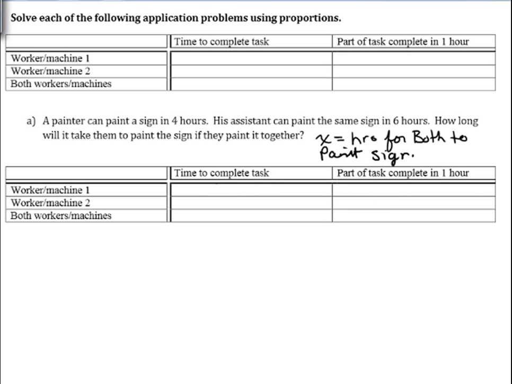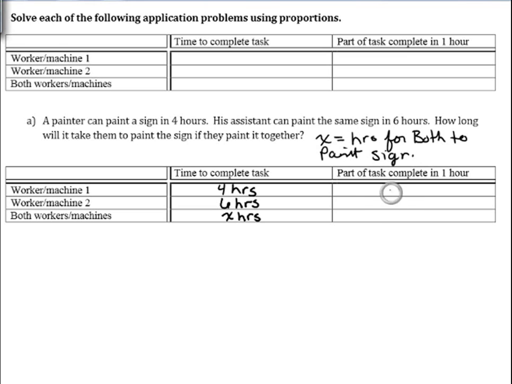The first painter could paint the sign in 4 hours, so the first block that we have to fill in is 4 hours. The second painter can paint the same sign in 6 hours, and then X is how long it's going to take both of them to paint the sign if they work together.